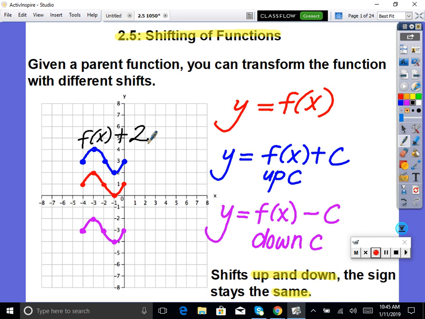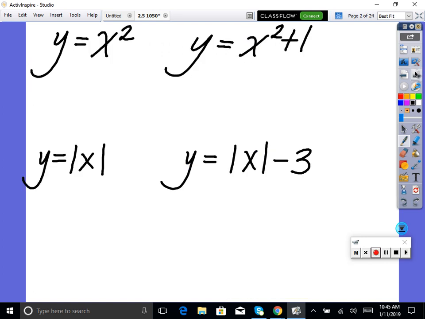So that right here, it's been shifted down 4. No, wait. Let's see. It looks like, yep, down 4 units. So you'd say we're taking f of x and we're subtracting 4. So shifts up and down, the sign stays the same. It's added on the outside of the function. We already know all that. So tell me what the shift is from the parent function. Given the parent function is x squared, what is the shift from the parent function? Up 1. Good. And absolute value of x is the parent function. That would be down 3, right?